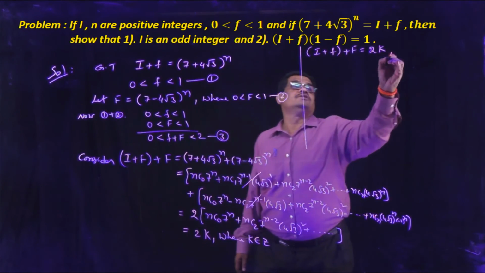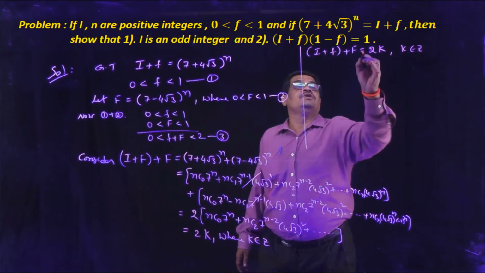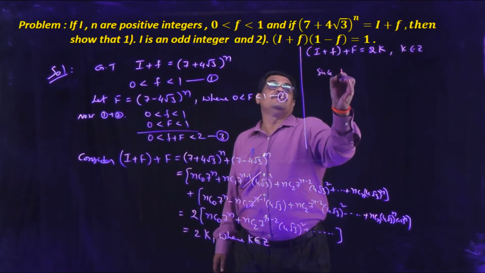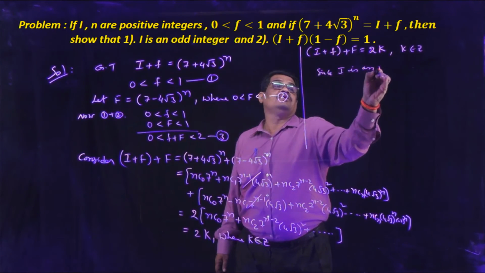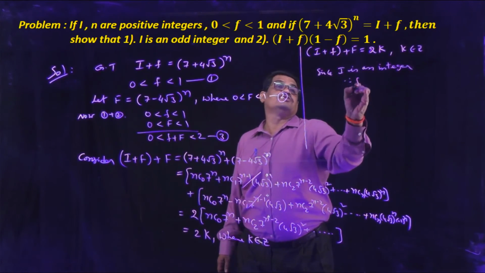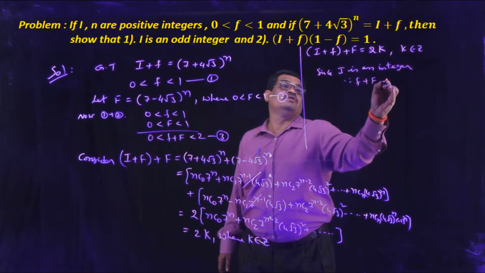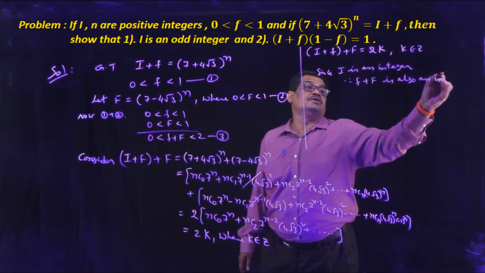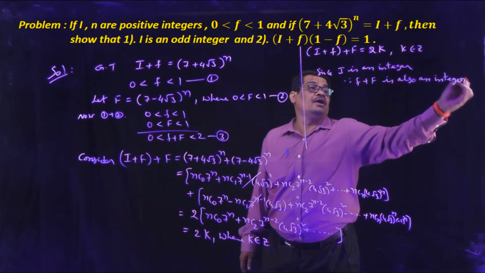It is an even number. Here I is an integer. Since I is an integer, the remaining term, therefore small f plus capital F, is also an integer.